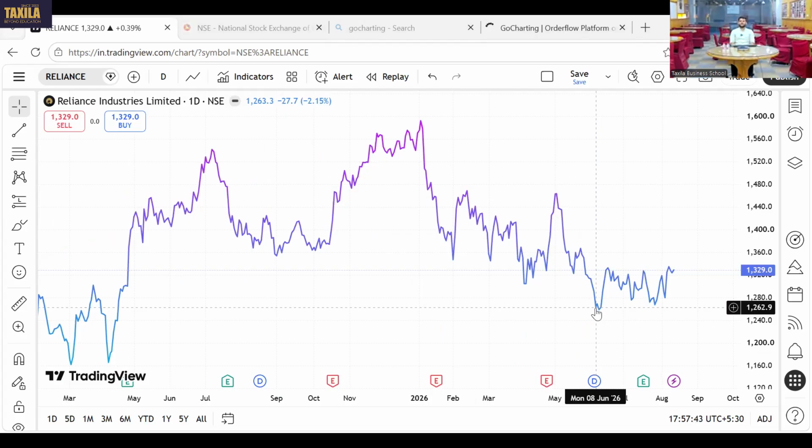Okay. Whoever is able to see the chart of Reliance on the screen wrote down two things in the chat box. One is the price of Reliance, and the second is the date. You can see the price of Reliance on the right hand side in the black box, and the date on which I'm showing you the price at the bottom of the screen in the black box. So 1262.90 was the price, and what's the date? 8 June. Perfect.